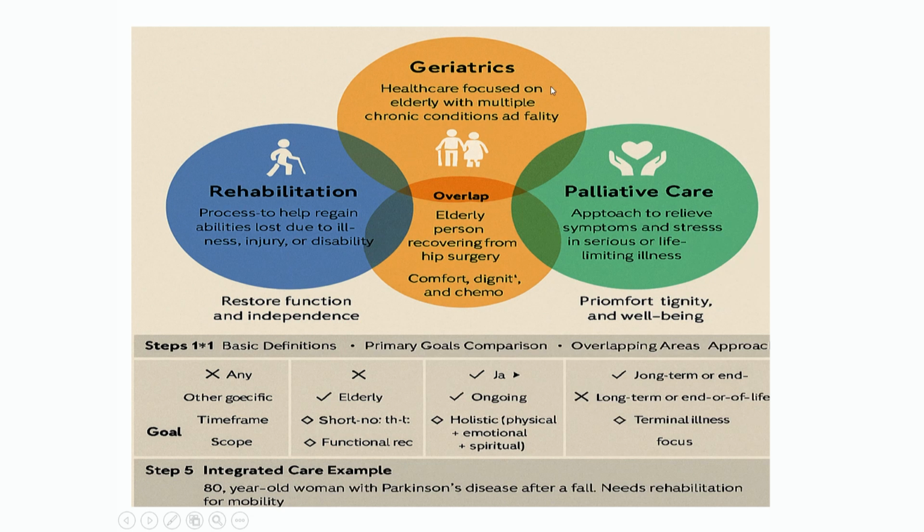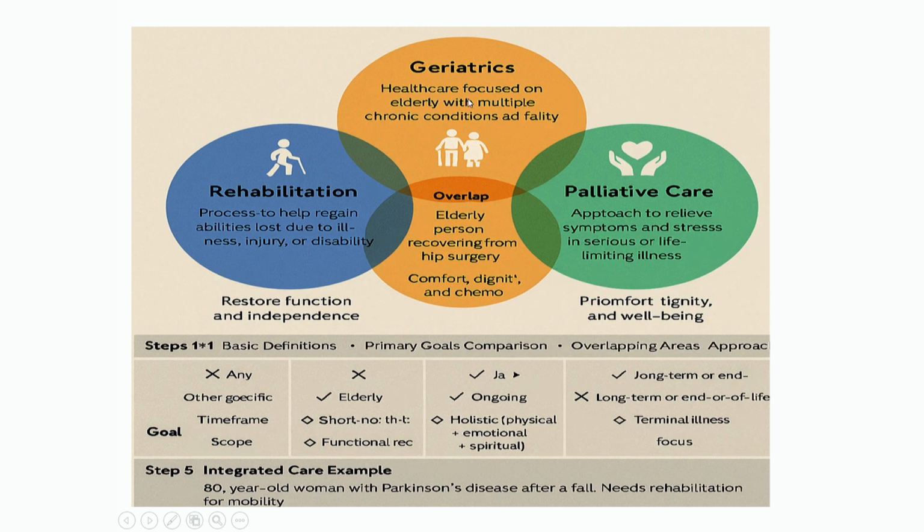Geriatric health care focuses on this. This is a citation I have made. This is geriatrics, this is rehabilitation, this is palliative care. Overlapping: an elderly person recovering from hip surgery, comfort, dignity and chemo. Palliative care is an approach to relieve symptoms and stress in serious or life-limiting illness. Rehabilitation is the process to help regain ability lost due to illness, injury or disability. This is rehabilitation. Regain the activity.